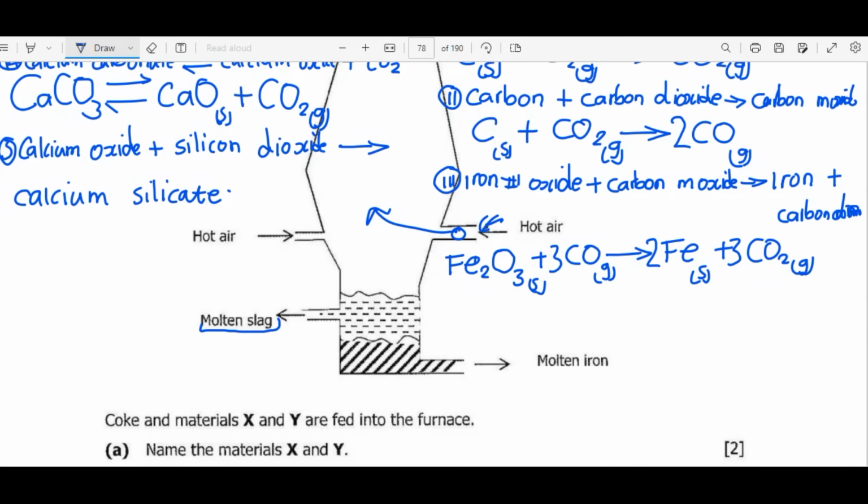So in chemical formula, we are going to say we have calcium oxide solid plus silicon dioxide, which is this one, solid. Then calcium silicate is this one. These two atoms of oxygen will be added with this, so we have a 3 here. And remember, this equation is also a balanced equation.